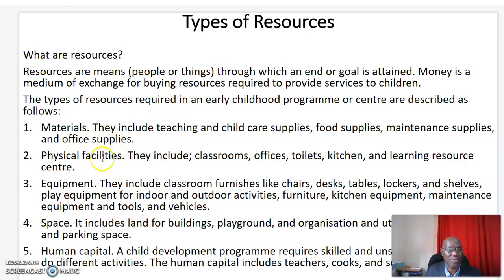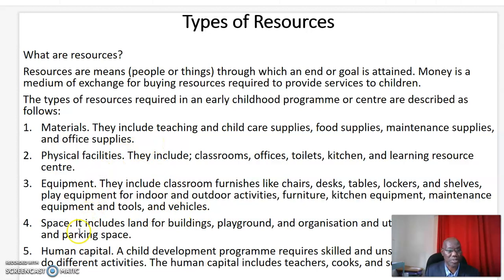The second category of resources is what is known as physical resources, which includes classrooms, offices, toilets, kitchen, and learning resource center. Equipment. Equipment includes classroom furnishings such as chairs, desks, tables, lockers, and shelves. Play equipment for indoor and outdoor activities. The furniture, kitchen equipment, maintenance equipment, and tools, and also vehicles.